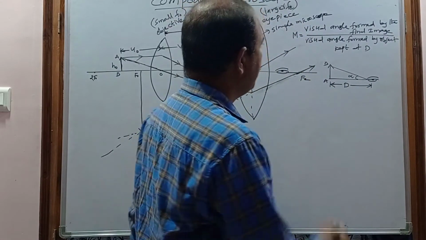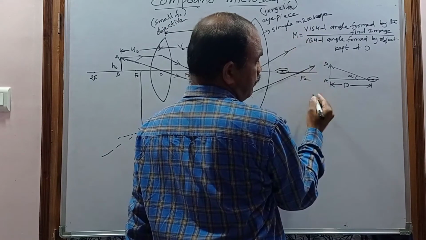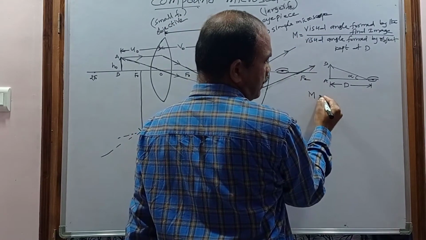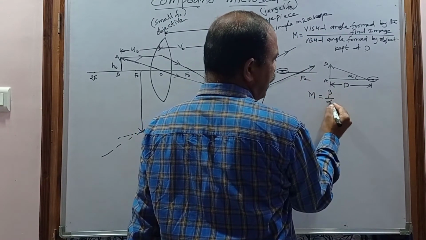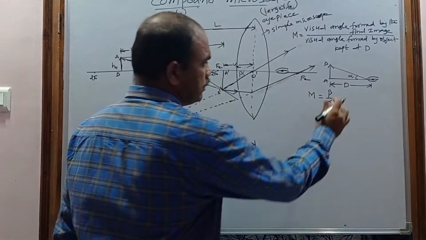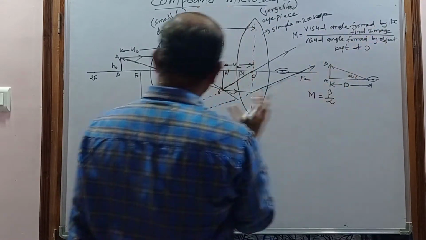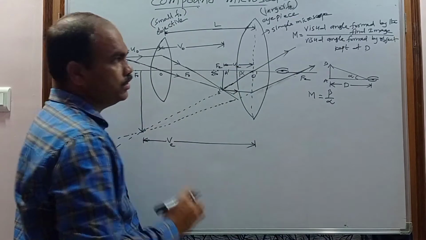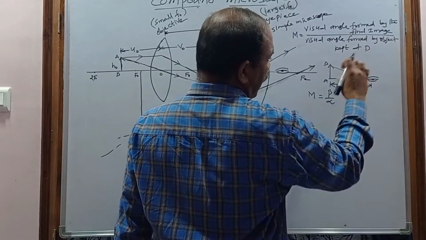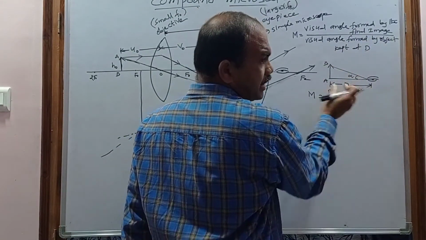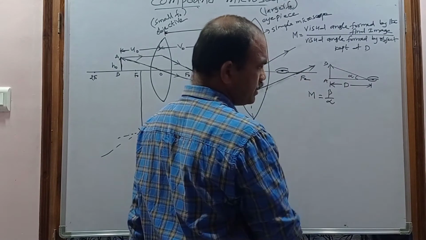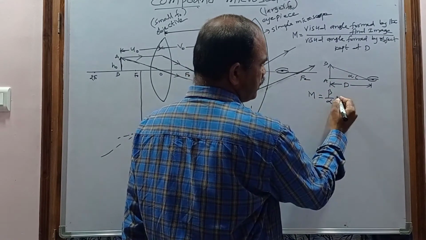The magnifying power formula is M equal to beta by alpha. Here beta is the visual angle formed by the final image at our eye, and alpha is the visual angle formed by the object kept at D. We have to imagine that. So that angle is alpha. But these are very small.